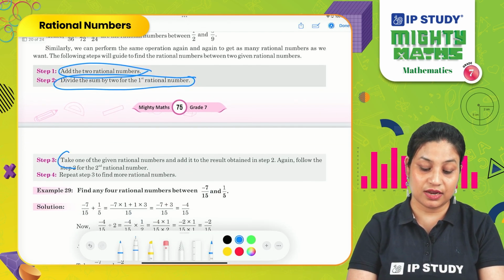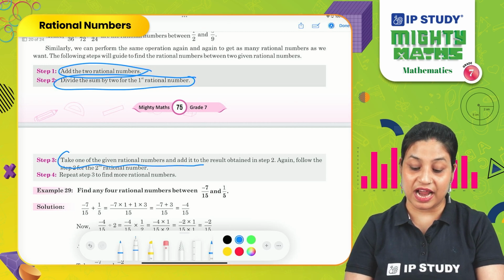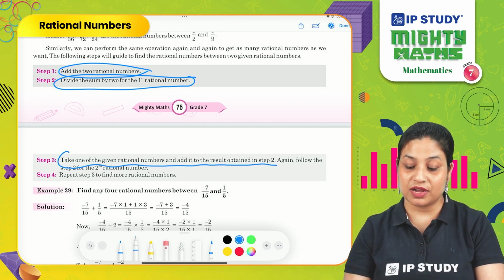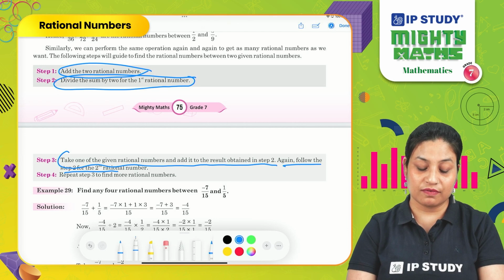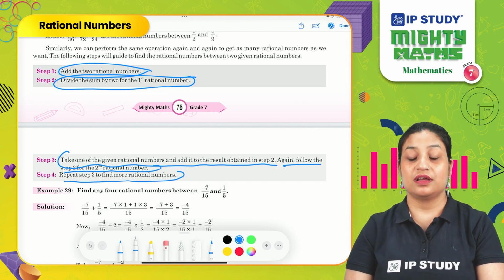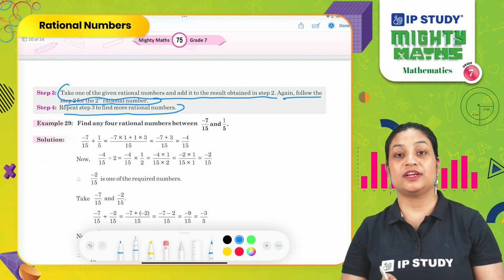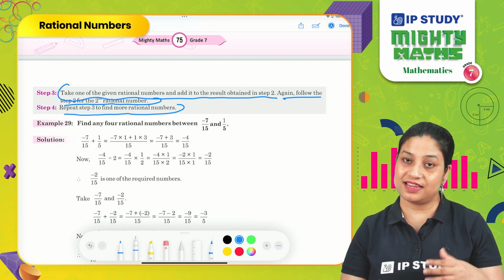Next, take one of the given rational numbers and add it to the result obtained in step 2. Again, follow step 2 for the second rational number. Repeat step 3 to find more rational numbers. Now, these steps are given over here. In order to understand this, let's take an example.